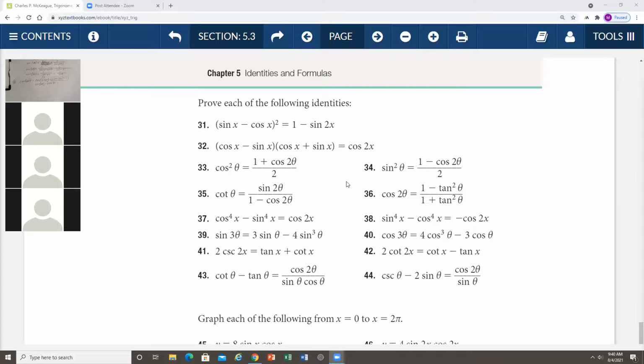And I'll tell you what, ladies and gentlemen, you wouldn't believe how many times number 33 and number 34 are used in calculus. They're used over and over again, especially in integral calculus. You have to tap into these identities all the time. So these are important ones, 33 and 34. I'm going to do 34. I'm going to prove that sine squared of theta is equal to 1 minus cosine 2 theta all over 2.